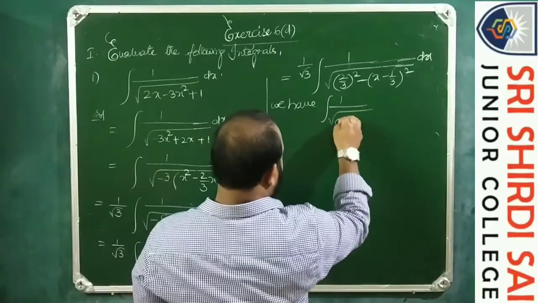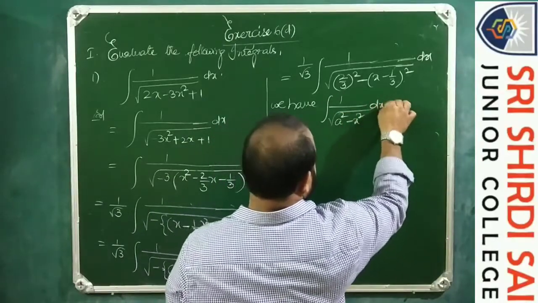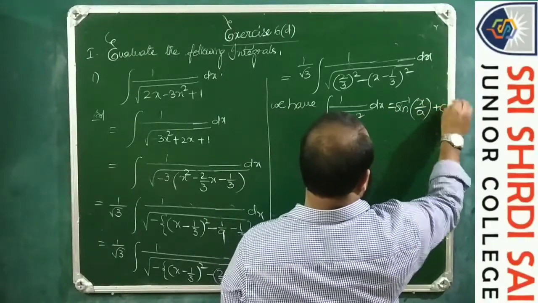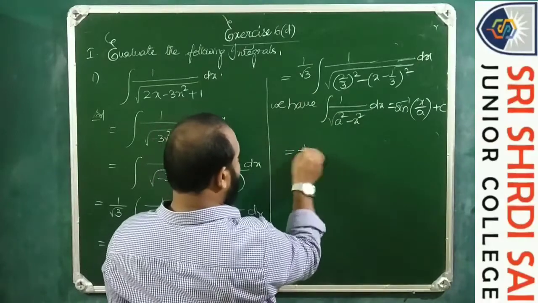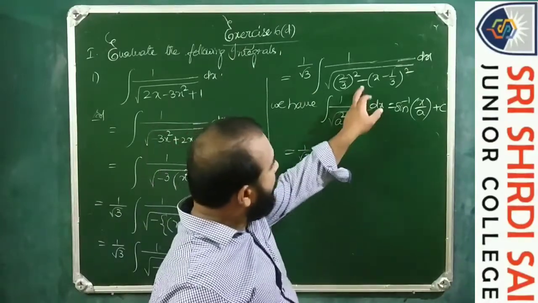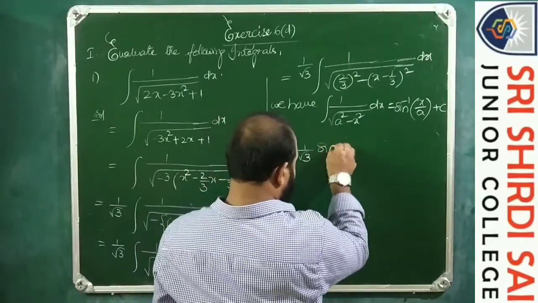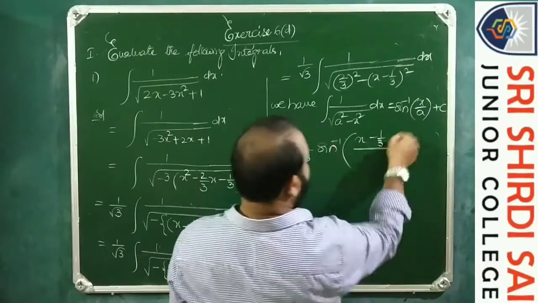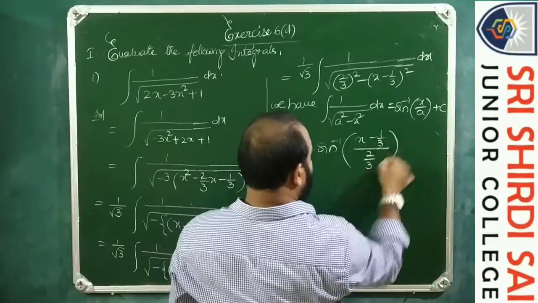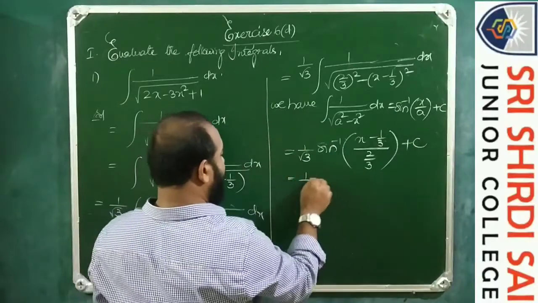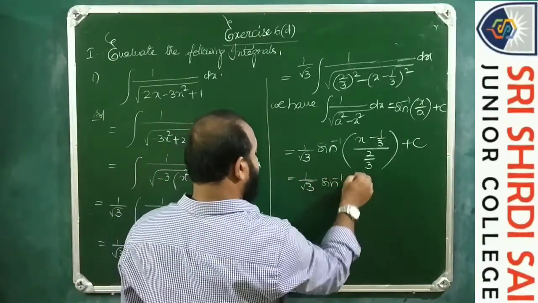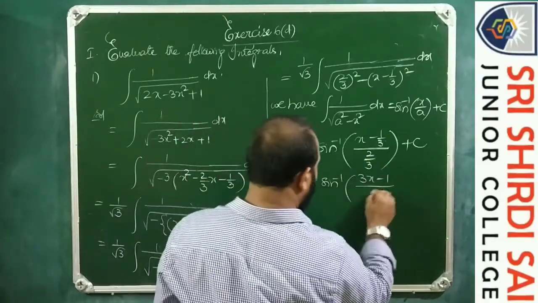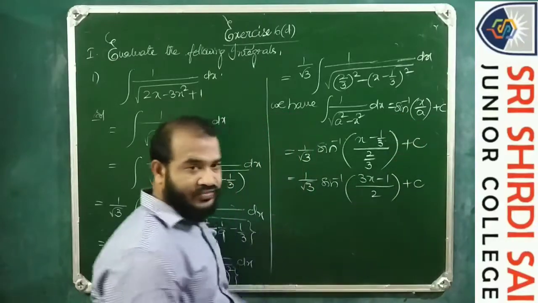We have integral 1 by square root of a square minus x square dx is sine inverse of x by a plus c. So 1 by root 3 is the same. Apply the formula for this. Sine inverse of x, here x is x minus 1 by 3, by a, which is 2 by 3, plus c. So this is equal to 1 by root 3 sine inverse of (3x minus 1 by 3) by 2 by 3. 3 gets cancelled by 2, plus constant of integration c.